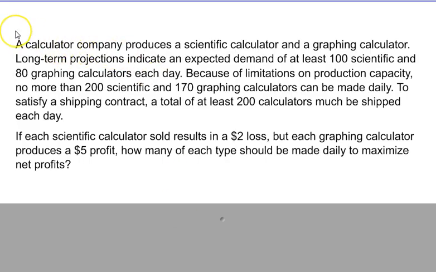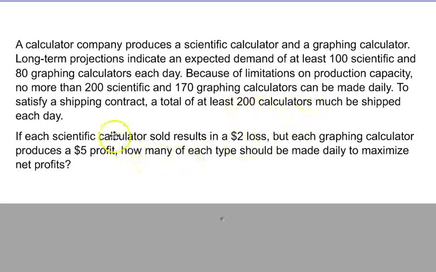This example involves a calculator company who produces a scientific calculator and a graphing calculator. They have projections that indicate that they're going to need to supply at least 100 scientific calculators and 80 graphing calculators per day. And because of limitations on production capacity, no more than 200 scientific calculators and 170 graphing calculators can be made daily.